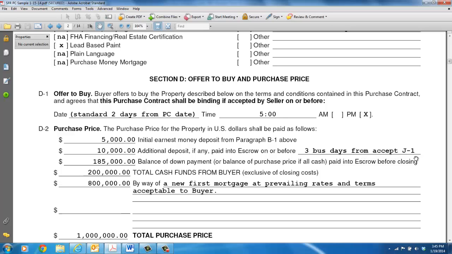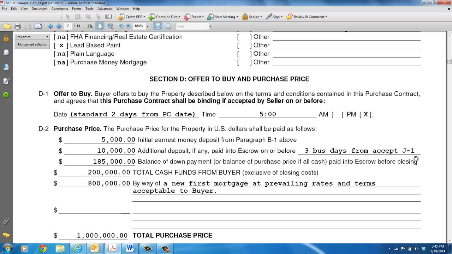J1 is the inspection time period, and that can be anywhere from 7 days to 15 days and that sort of thing. But you want to be able to give your buyer time to provide the additional deposit once they accept the inspection to get it into escrow. You could accept J1 on a Saturday, but there's no way you're going to make it to the bank, make it to escrow with your check on a weekend because escrow is not open. So in that case, that would be pretty difficult for you to do.